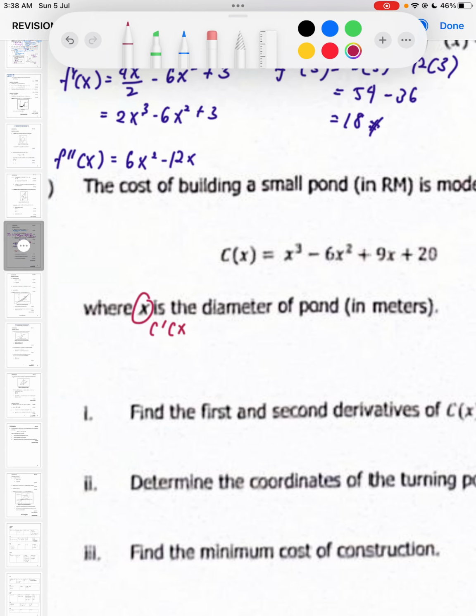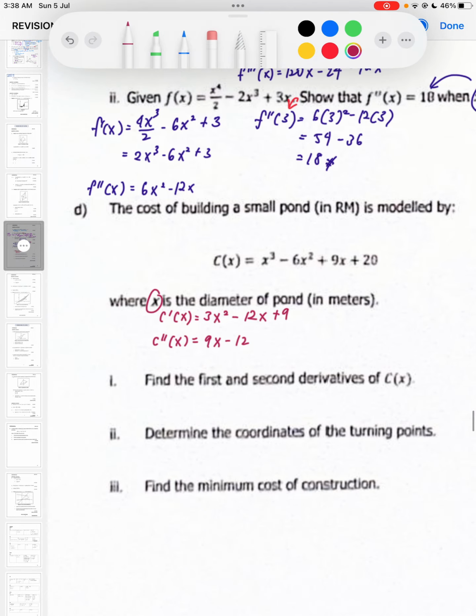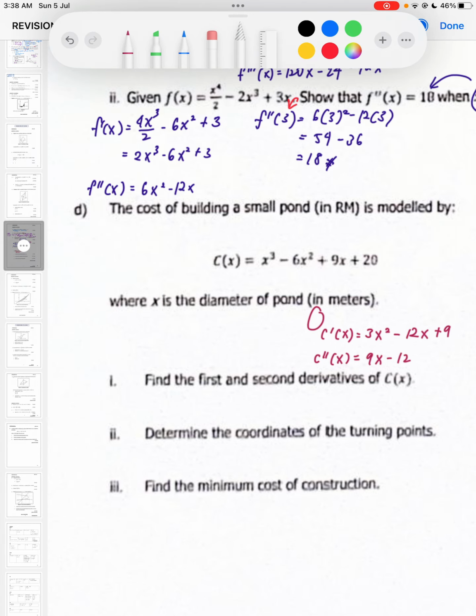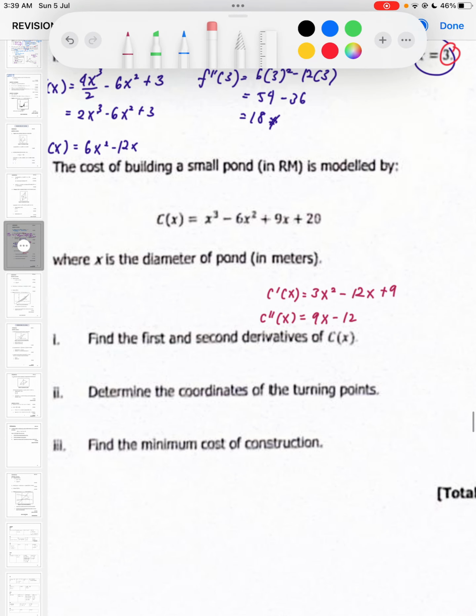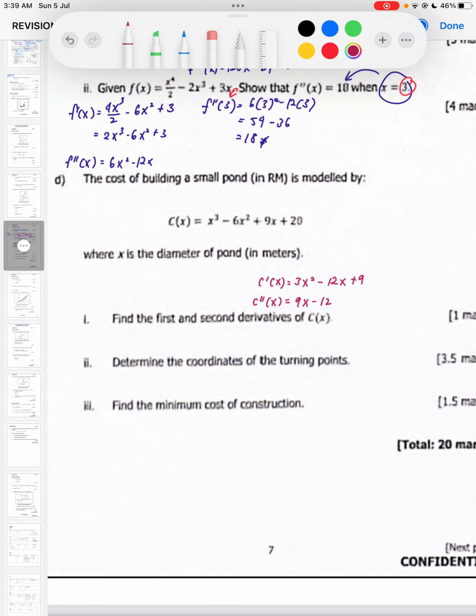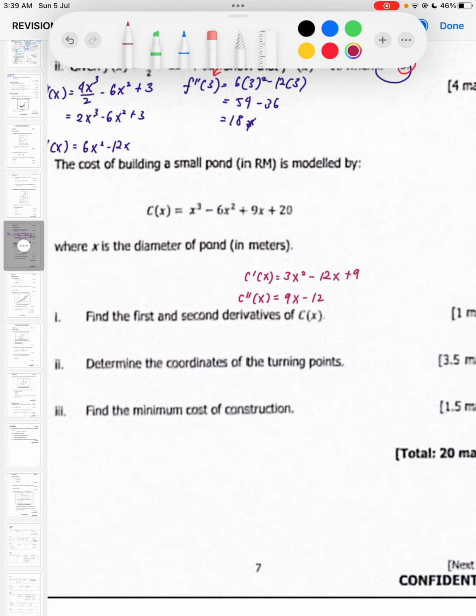I'll do it here then. Okay, C prime x equals 3x squared minus 12x plus 9, and then we have C prime prime x for the second derivative. It's going to be 6x minus 12. So those are the first and the second derivatives. I'll just put that here. Okay. Next, determine the coordinates of the turning points.